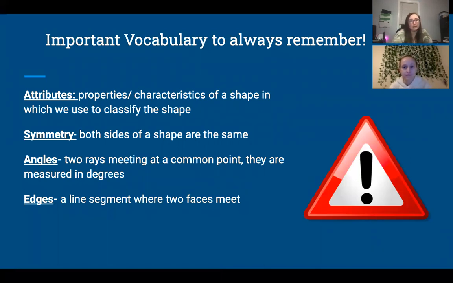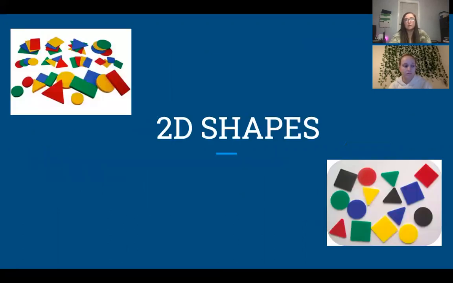Does anyone know what attributes are? Good. Attributes are properties or characteristics of a shape which we use to classify the shape. Next, we have symmetry. Symmetry is when both sides of a shape are the same. Angles are when two rays meet at a common point and they are measured in degrees. Lastly, can anyone tell me what an edge is? Great. An edge is a line segment where two faces meet. So now we will be talking about 2D shapes and their attributes.